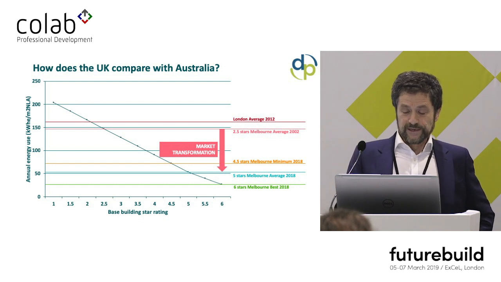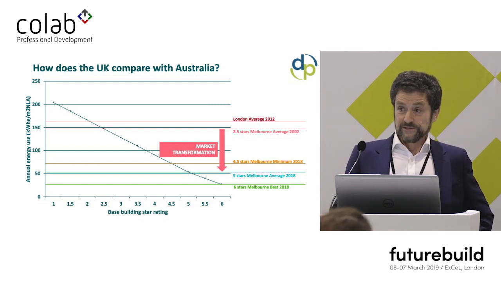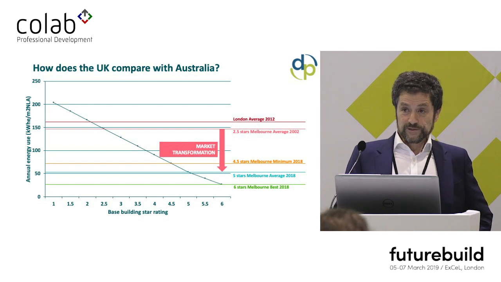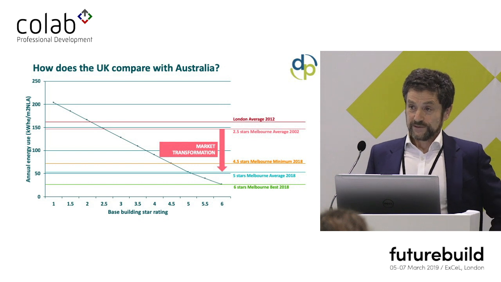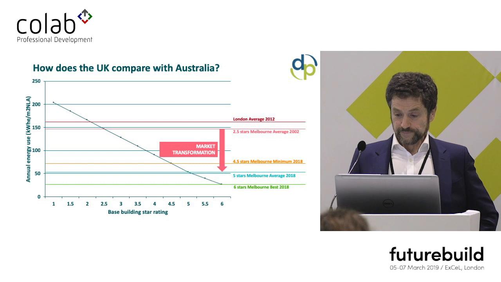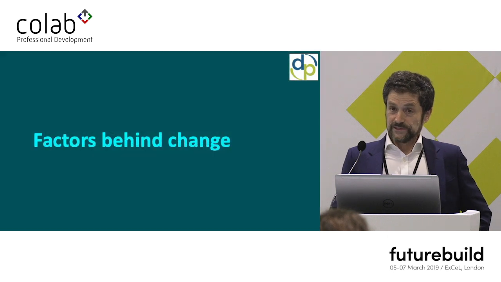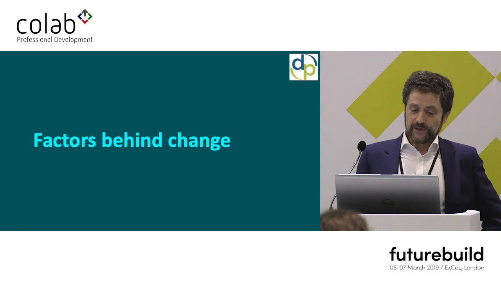So if you look at it in energy intensity terms, the average building in Melbourne is using 3 times less energy than the average in London. So this is not an aggregation of marginal gains. This is just a mind-boggling difference. So what are the reasons behind this change? And there's essentially 2. I'll go through these quickly.